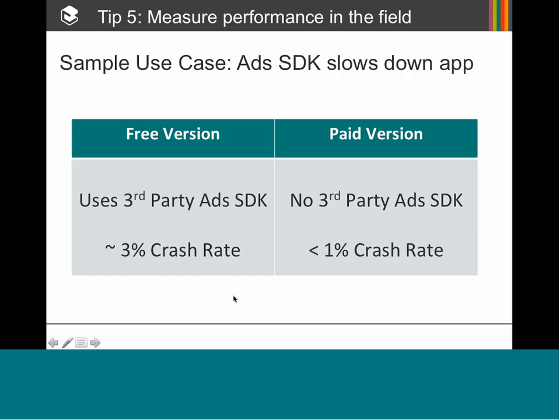And this is just a sample use case that did come from an actual Android app out in the wild, where they had a free version of their app and a paid version of the app. The free version, they used mobile ads to monetize it, and then the paid version, they took out the ads. So the paid version did not have the third-party ad SDK. And a fascinating data point here was the free version, because of that third-party ads SDK, had a greater than 3% crash rate for the users, whereas the paid version, without the third-party ads SDK, had a less than 1% crash rate.